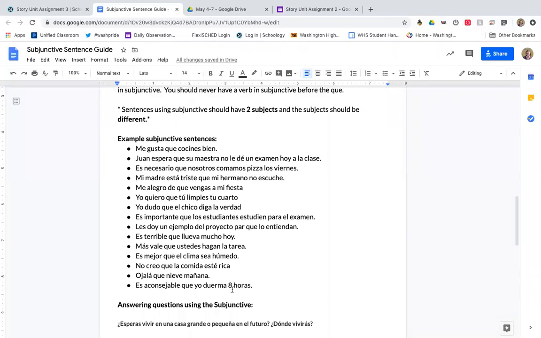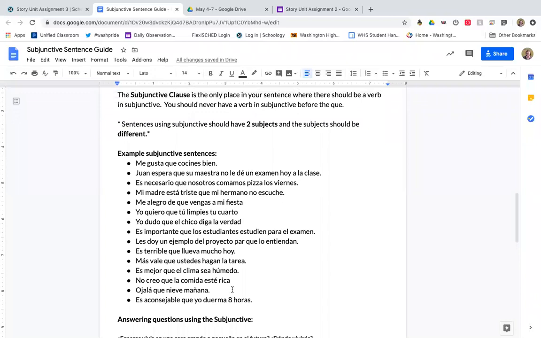Here I have 15 examples of sentences using subjunctive. I'm going to go through the first three and underline the indicative clause, bold the que, and italicize the subjunctive tense. Our first sentence says, me gusta que cocines bien.